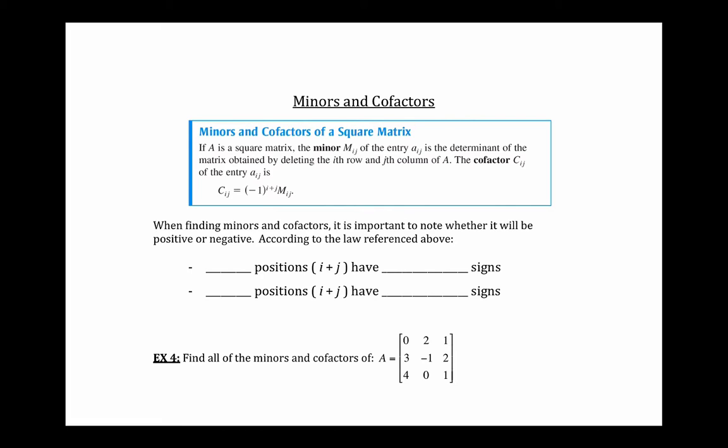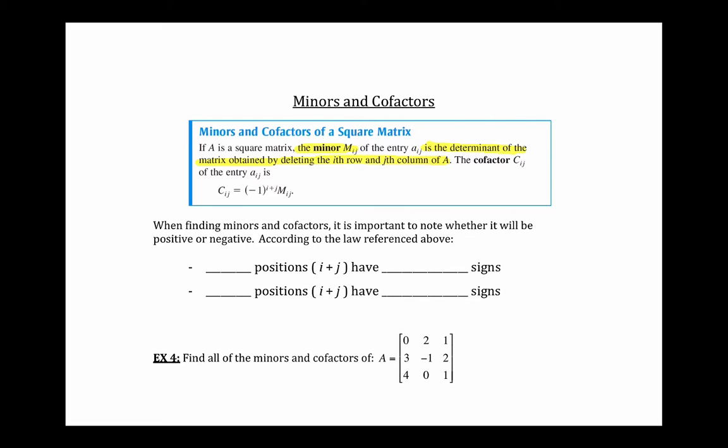Say A is a square matrix, so maybe it's a 2 by 2, a 3 by 3, whatever, as long as the rows and columns have the same value. The minor M sub ij of the entry A sub ij is the determinant of the matrix obtained by deleting the ith row and the jth column of A. Yikes. We're going to come back to that.